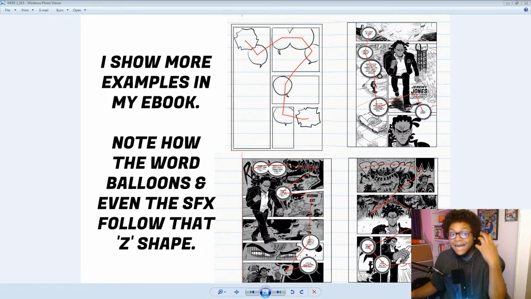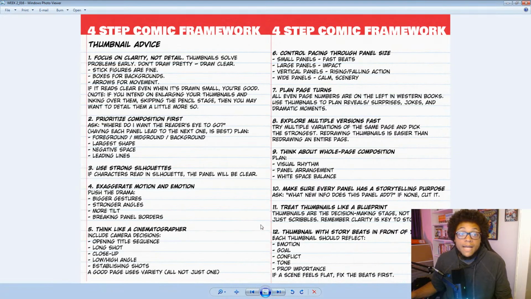So your eyes are being moved through the page based off of the words that are there. Not only that, but if you look at the panels themselves, just like right here, you're taking it from the top left all the way to the bottom right. So yeah, just food for thought. Try to keep this in mind. I promise you it's not difficult, but you just got to do it enough times to actually get into the habit of doing it. Now, this is some other thumbnail advice.